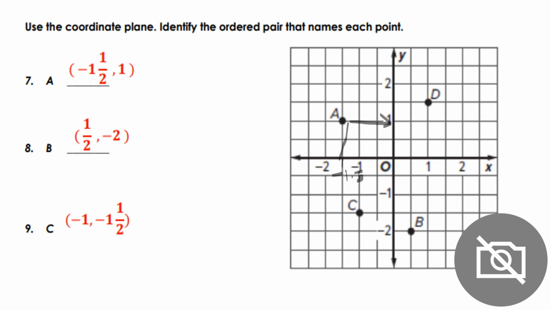Next, B. From here you write x first. This is 1, 2, so this will be half or 0.5. On the y axis it is minus 2. So half, minus 2. In the same way, C will be minus 1 and minus 1.5.